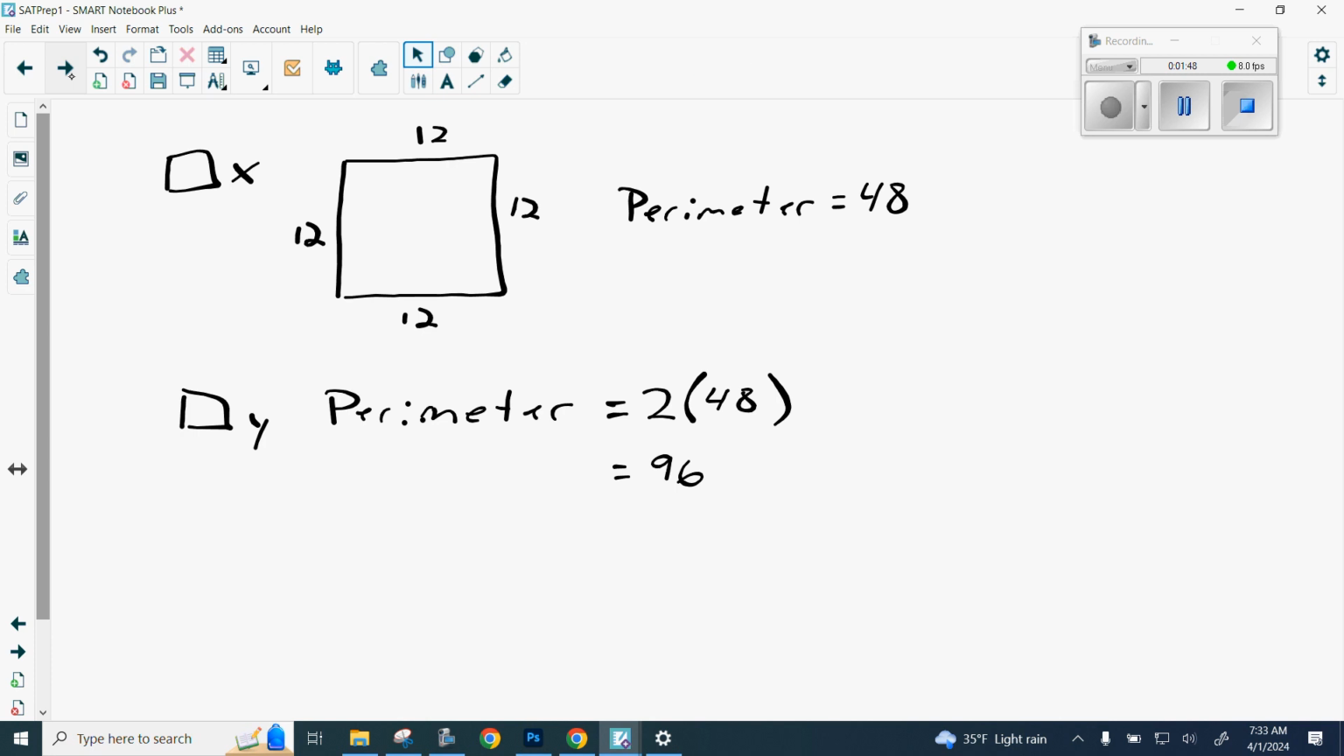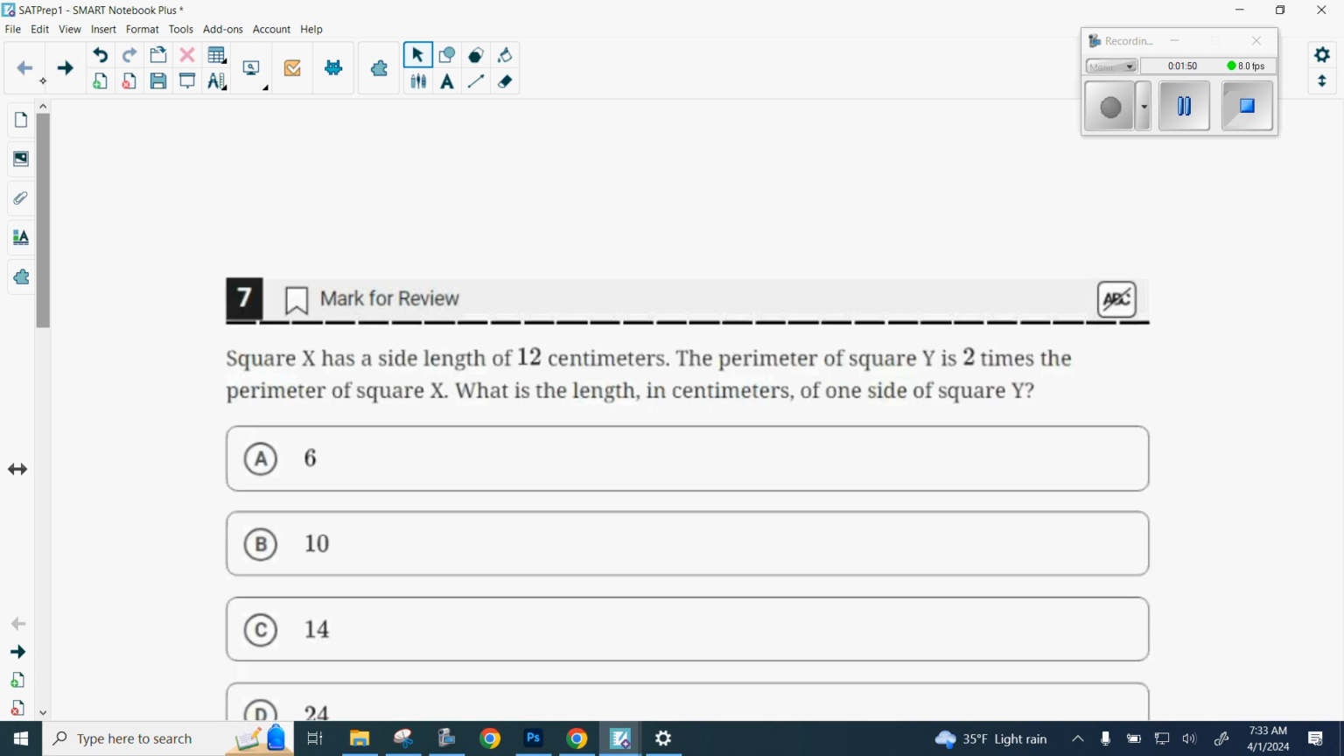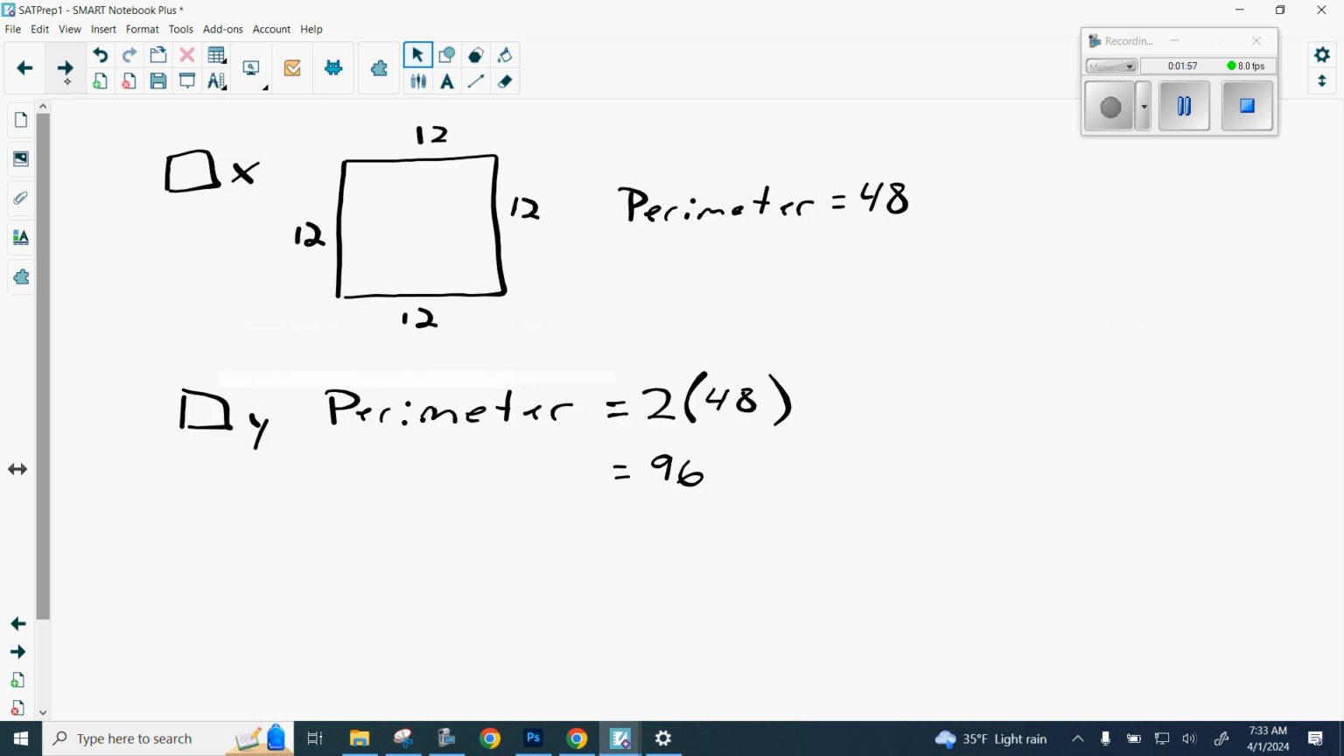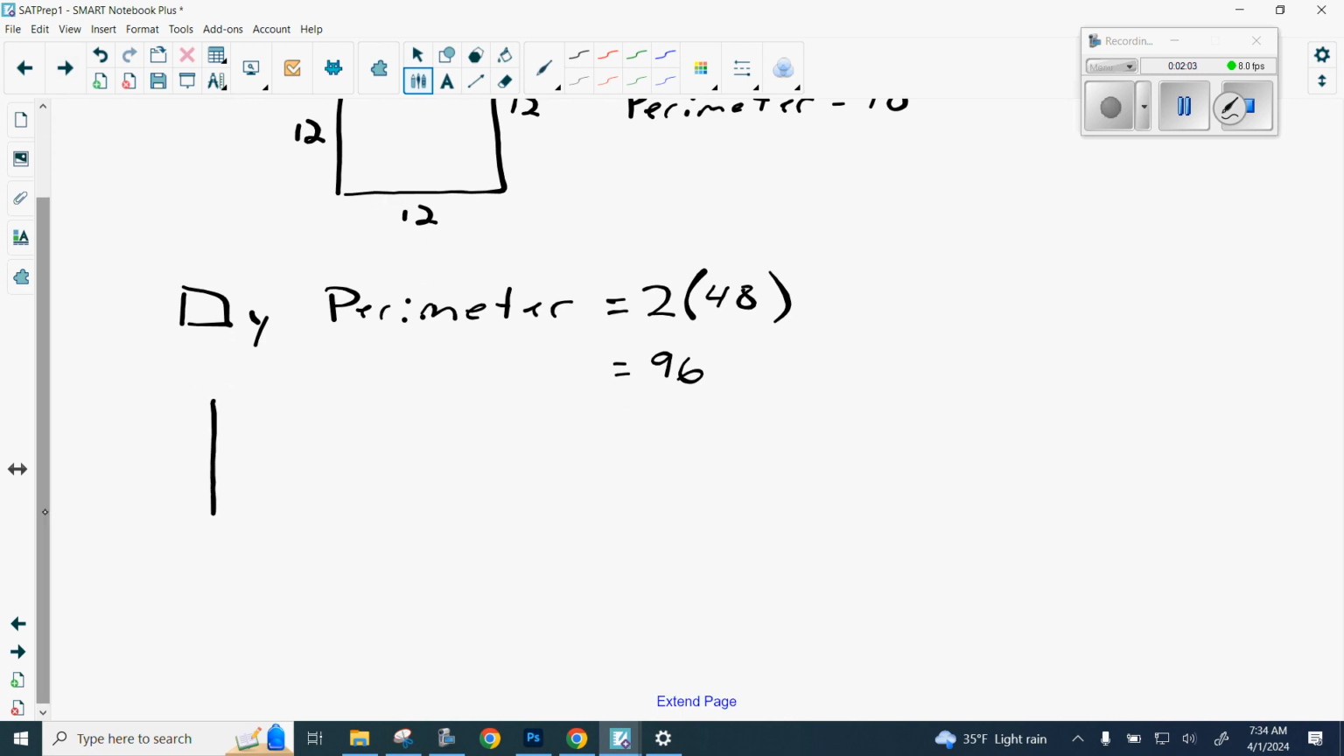What does it want? A side length? I believe it does. What is the length in centimeters of one side of square y? Yes, so then one side of square y is just 96 divided by 4, or 24.